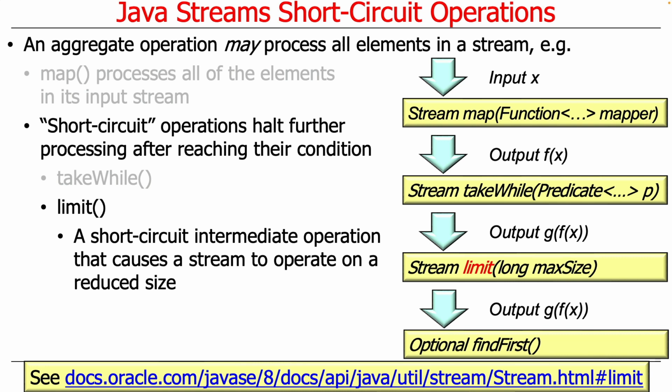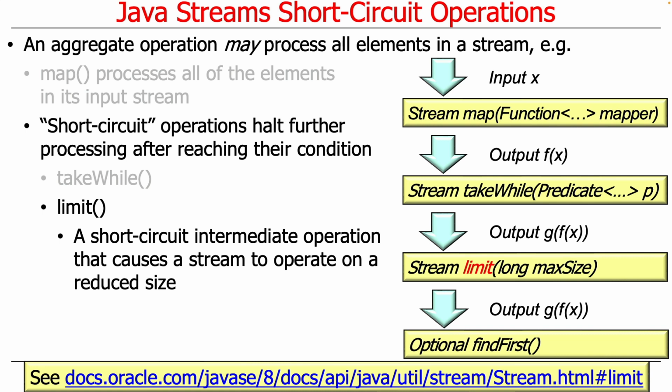Another method that limits stuff and short circuits is limit. So it's a short circuit intermediate operation that causes the stream to operate on a reduced size. Here you can imagine having some kind of stream where we're going to take some data, we're going to take it while it matches a predicate, but we only want to take up to max size number of elements, let's say 5, and let's say we have thousands of elements. So limit says once the limit is reached, then the stream stops emitting and we will continue on to other operations, but no more emissions will take place.